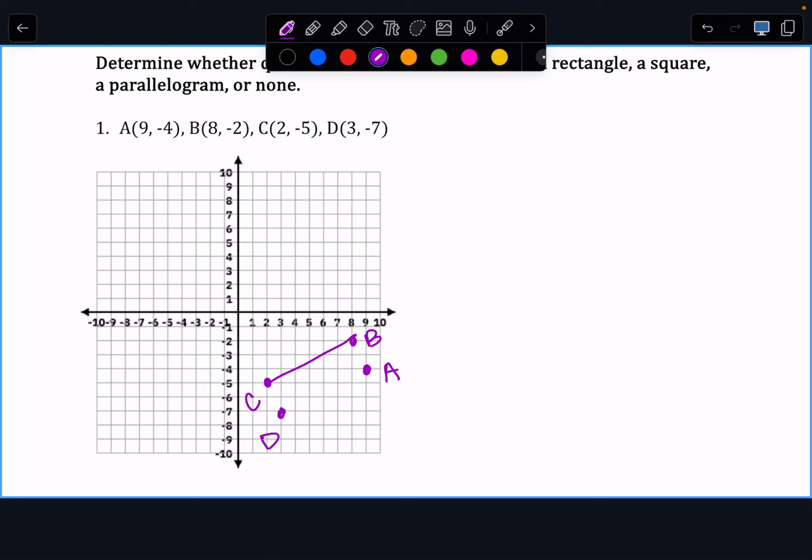Okay, now as you're plotting these, you can make a guess. What do you think we're going to get? Rectangle. Okay, so if you think we're going to get a rectangle, then we know that the opposite sides need to be congruent. And when we find the diagonals, hopefully the diagonals are congruent. Okay, now, all right. So first we need to make sure that AB and CD have the same distance.